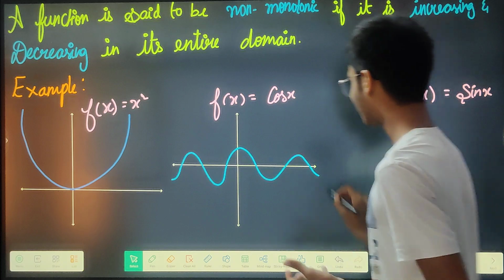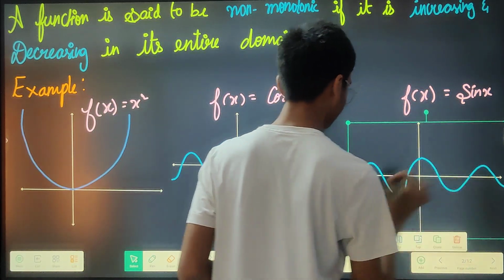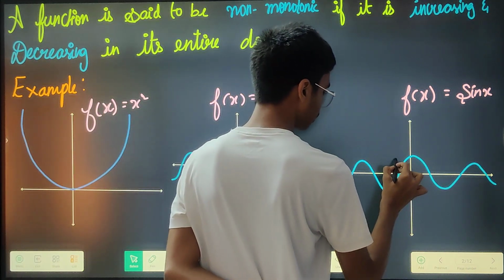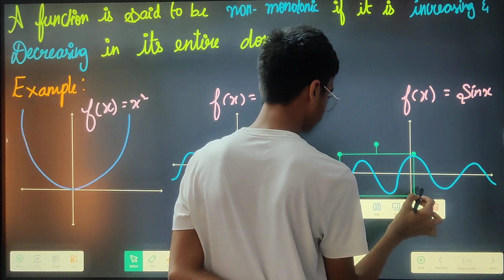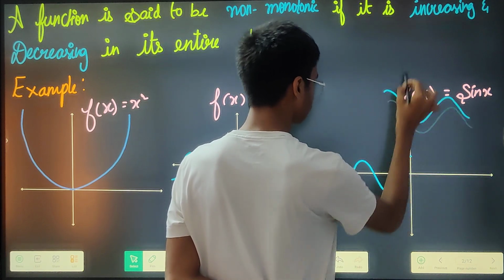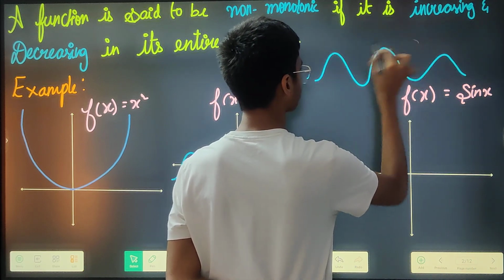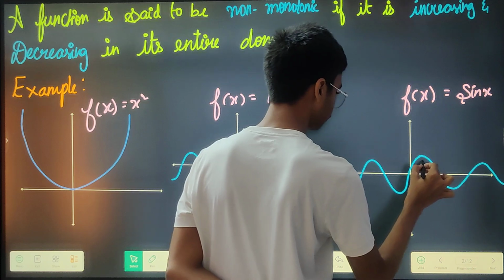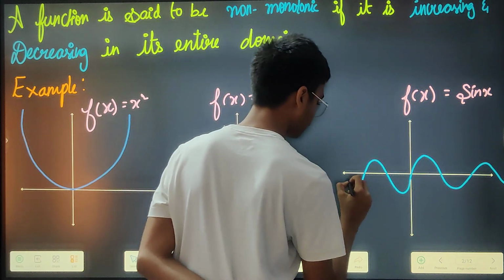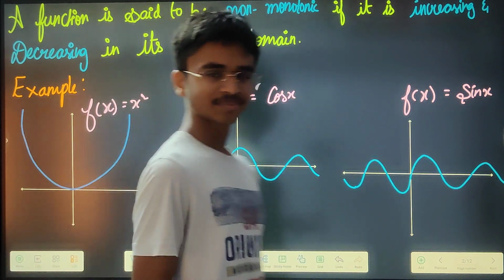Actually, I'm trying to prove that just 90 degrees is the change between them. See, now you have got the sin x graph. Same, all I have done is I've just shifted it by 90 degrees. That is a fact.